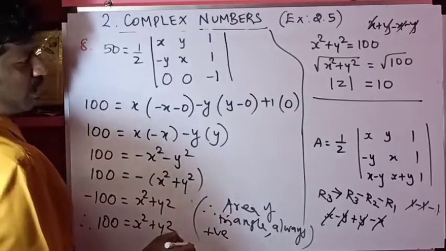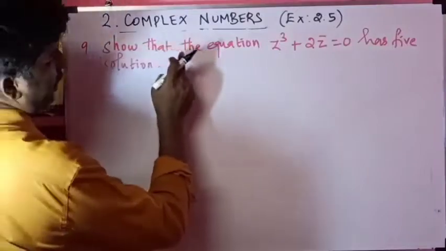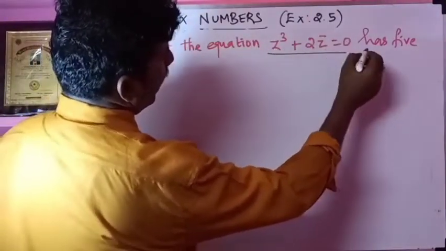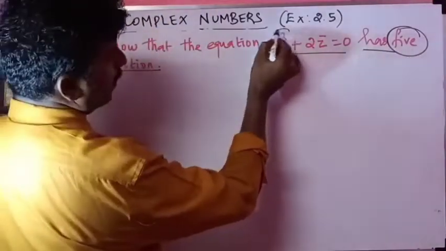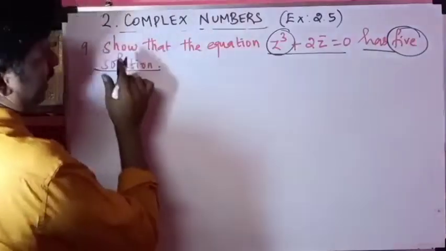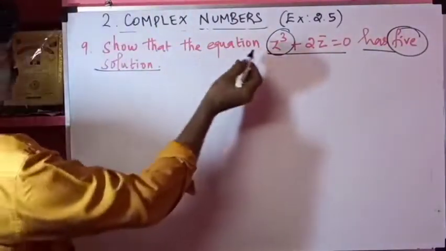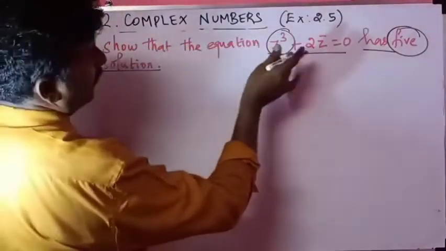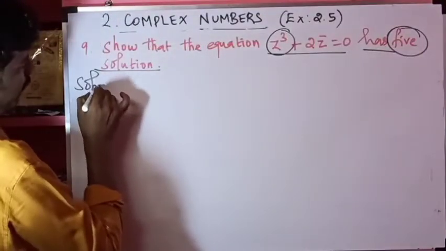இப்போ next problem பார்க்கலாம். See the question number 9 in exercise 2.5. Show that the equation z cube plus 2 z bar equal to 0 has 5 solutions. நல்லா பாருங்க, cube அப்படினாவே 3 solution possible. இங்க என்ன prove பண்ண சொல்றாங்க? Has 5 solutions, right? So this is a cubic polynomial, but they are asking the question, show that the given equation has 5 solutions. இப்போ எப்படி prove பண்றோம் பாருங்க.